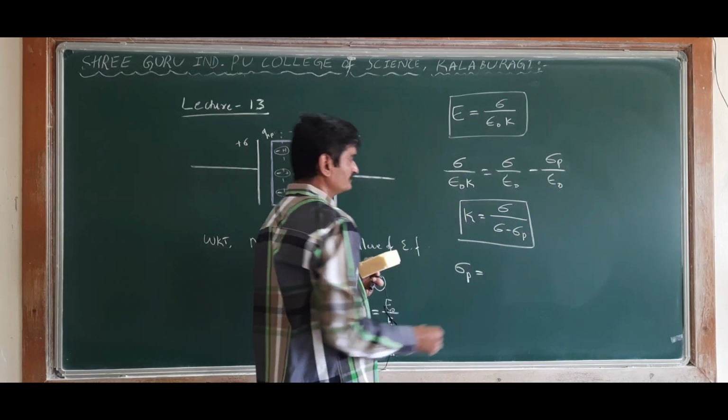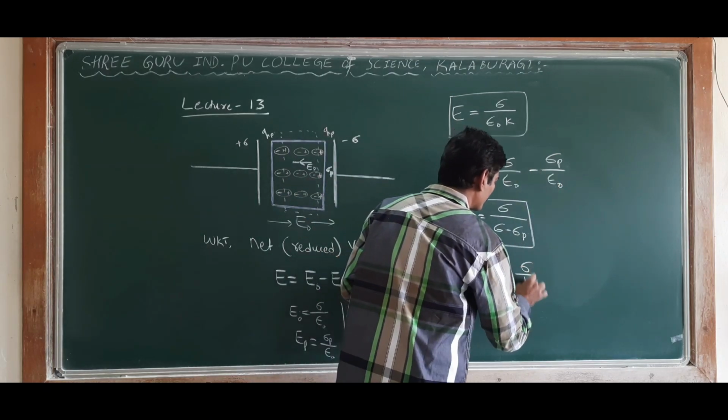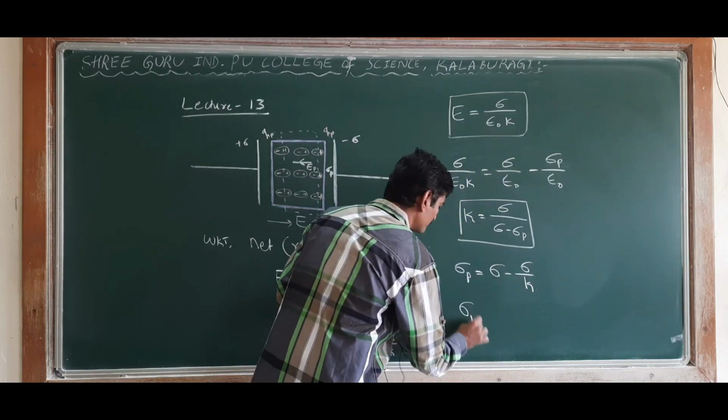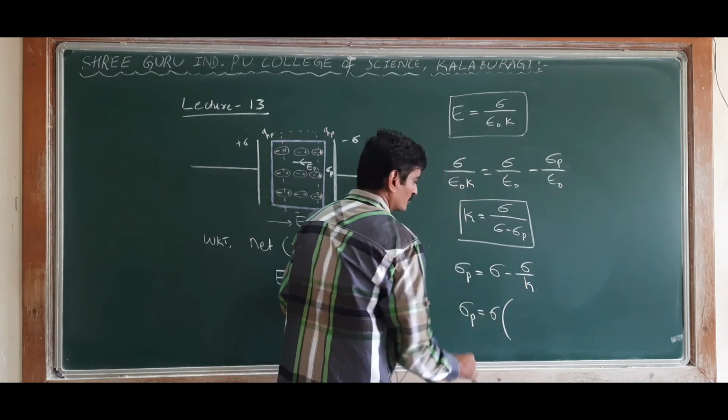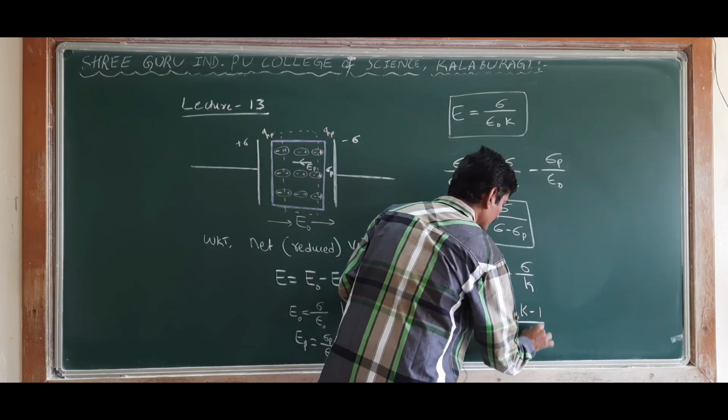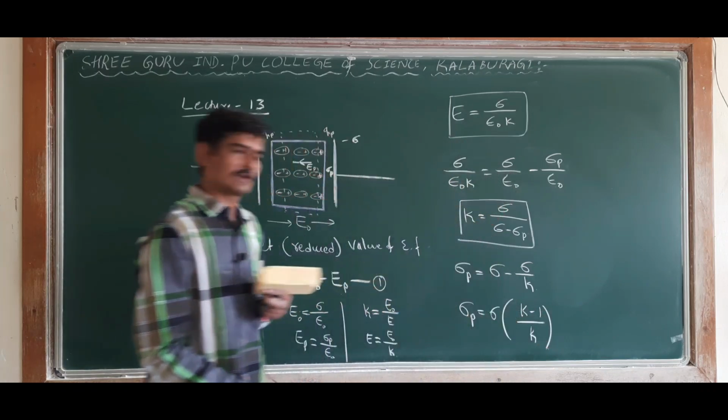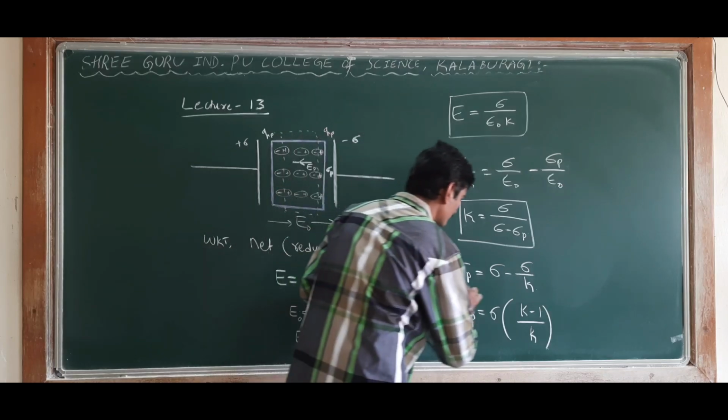Further, you can write sigma P is equal to sigma minus sigma divided by K, or sigma P is equal to sigma, taking common, K minus 1 divided by K. This is the expression for sigma P.